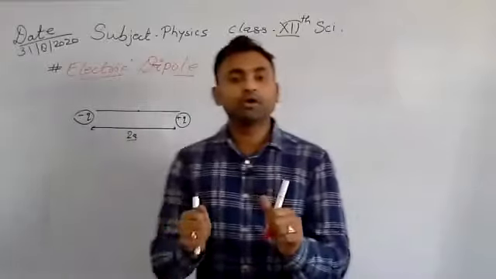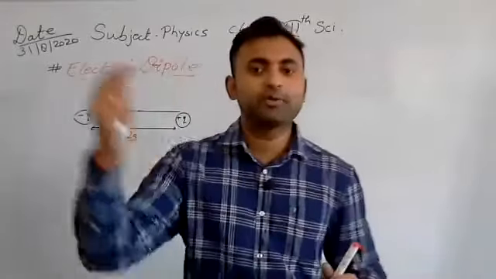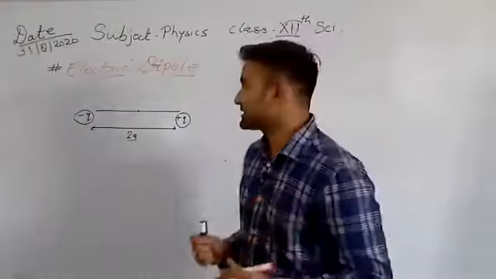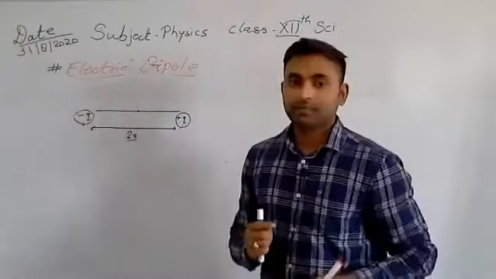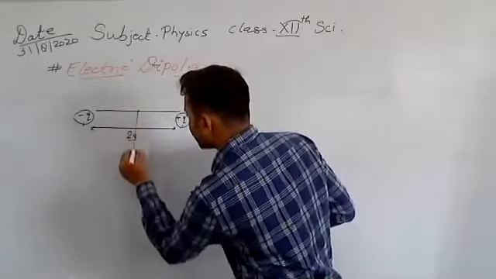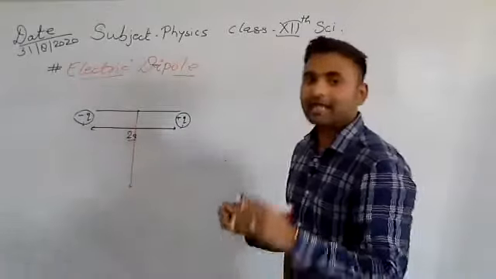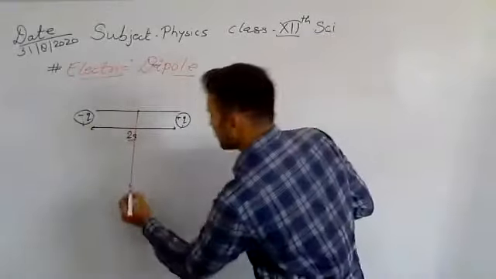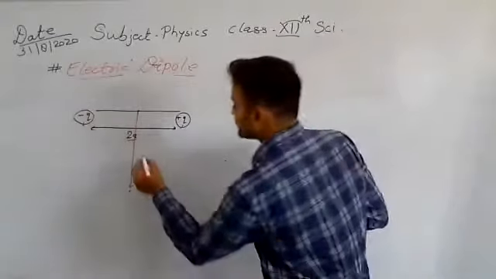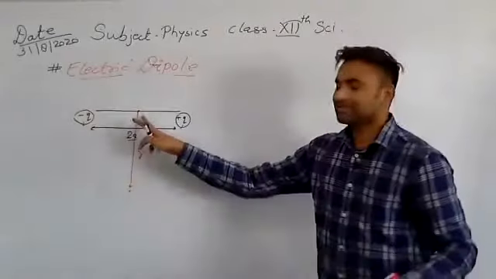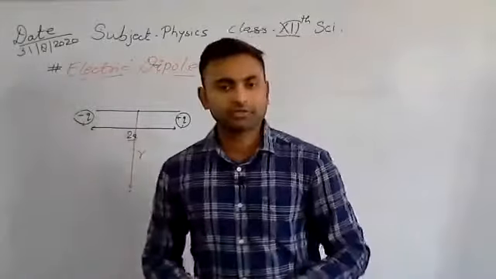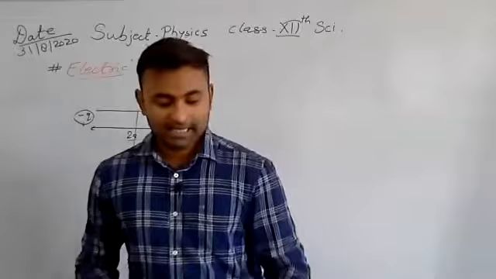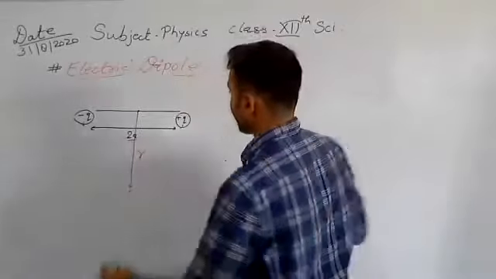Whenever we want to measure a distance from a dipole, it is not from this Q and not from this Q, it is from the center of the dipole. Let's say I need to find a distance at here. So this R will be measured from the center of the dipole and not from any of the charges. So this is the electric dipole.